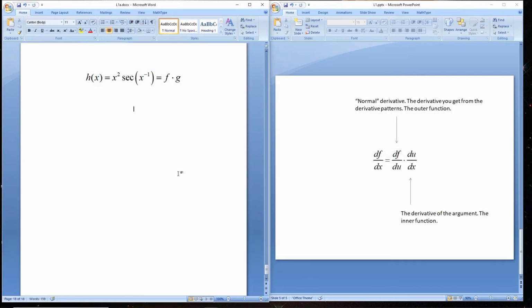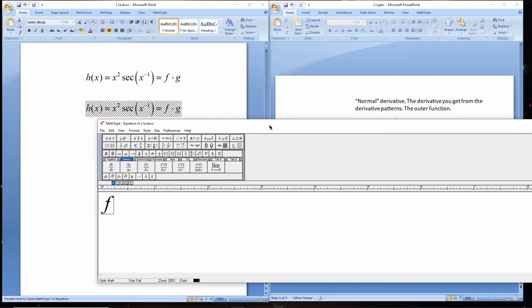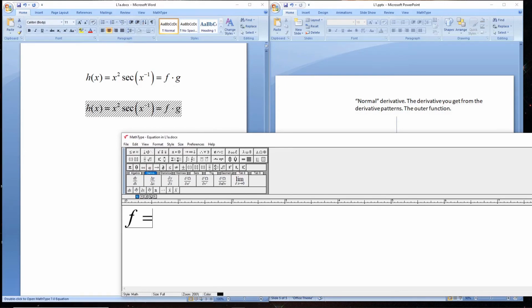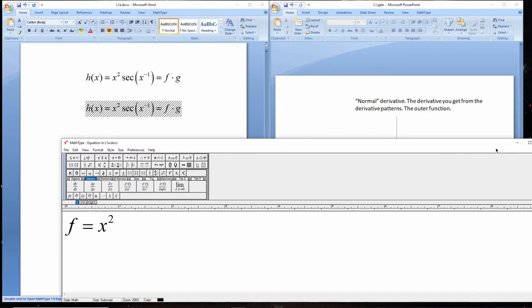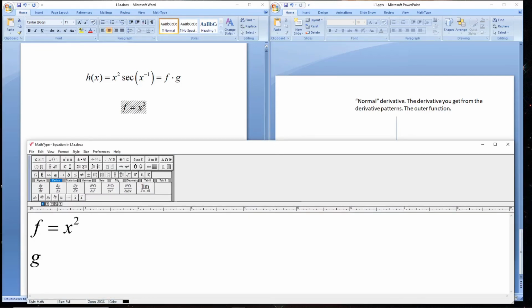So continuing on with the product rule, the first thing we would do would be explicitly define what f and g are. So we're explicitly stating here that f is x squared. Whoops. And we're saying g is secant. Whoops. That x is right next to the c, to be fair. And that is x to the minus 1.